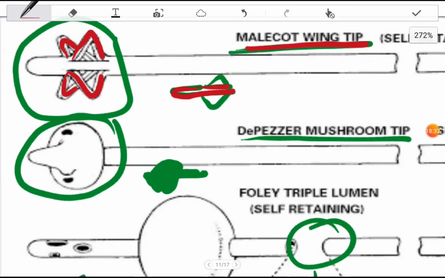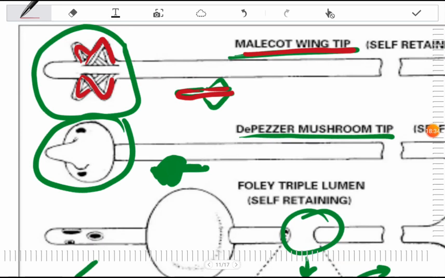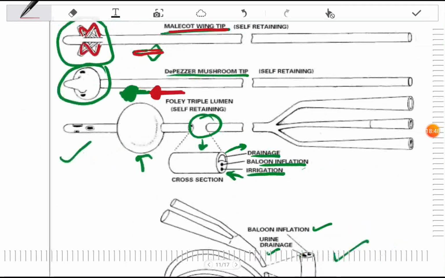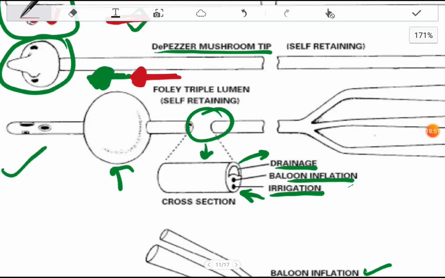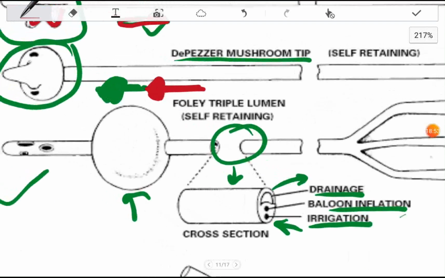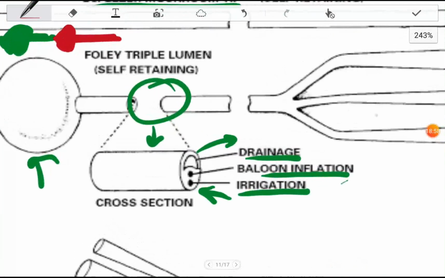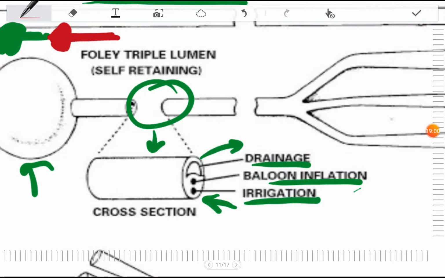Okay, so the next one is the De Pezzer mushroom tip. In this, again, this was a straight catheter at first, and then when we pull it back, it becomes like this knob-like structure at the end. It is also self-retaining. Then we'll see Foley's triple lumen catheter. You know the basic structure of the catheter, so we'll directly jump to the cross section. And so the first port here is the drainage one.